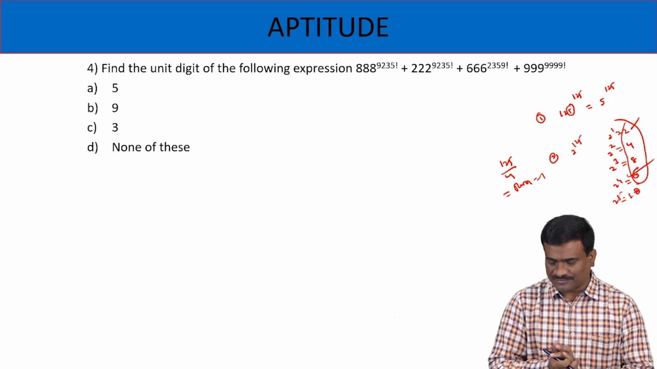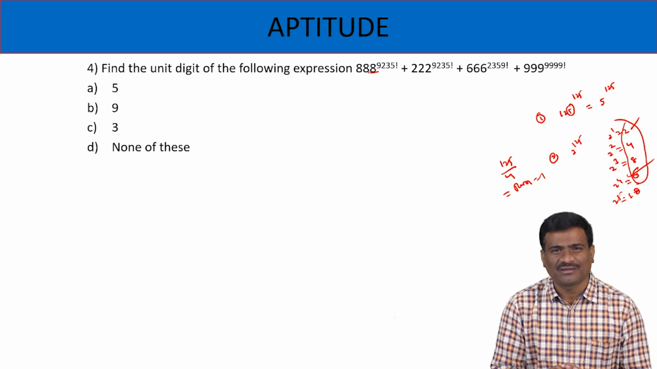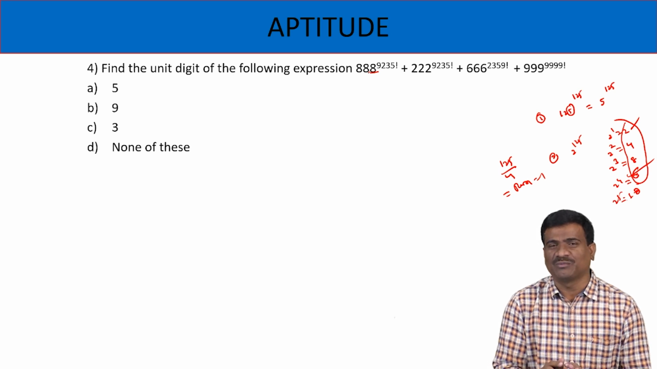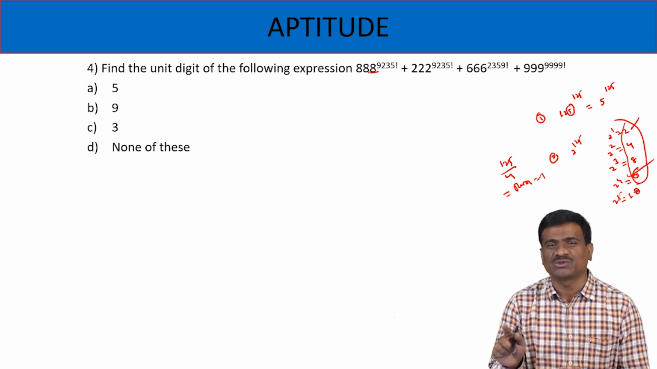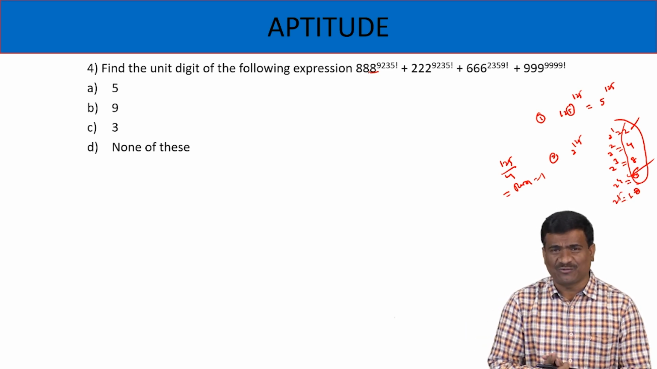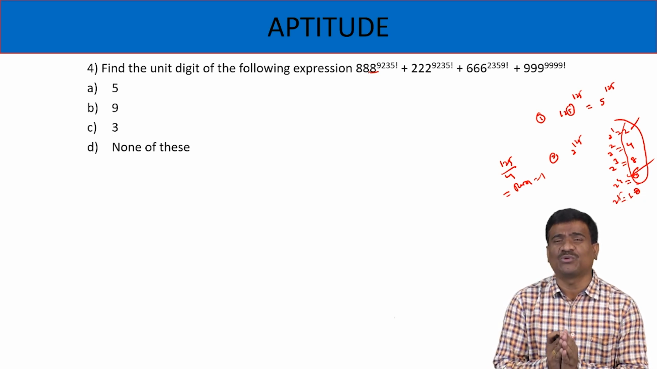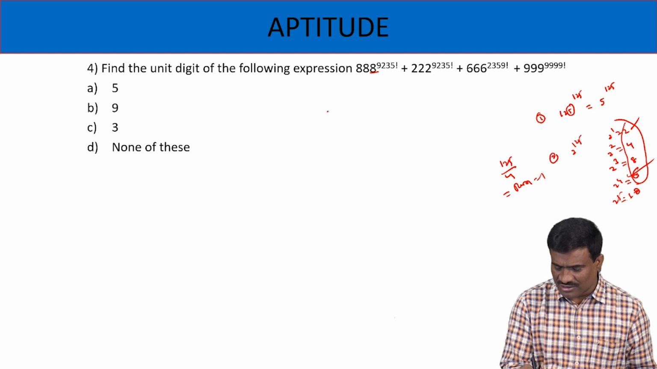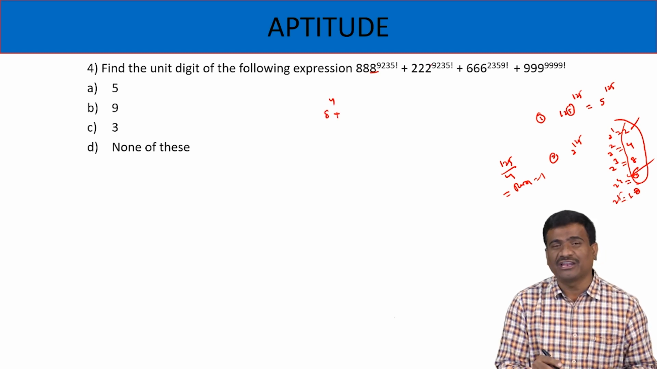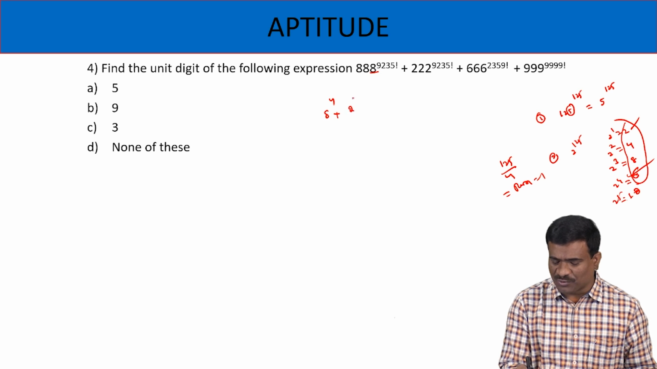In this example, 8 to the power of 9235 factorial. 9235 factorial means 9235 into 9234 into and so on, 3 into 2 into 1. This is exactly divisible by 4. Then consider only 8 to the power of 4. Next, the second part, again that power is exactly divisible by 4. Assumption: only 2 to the power of 4.